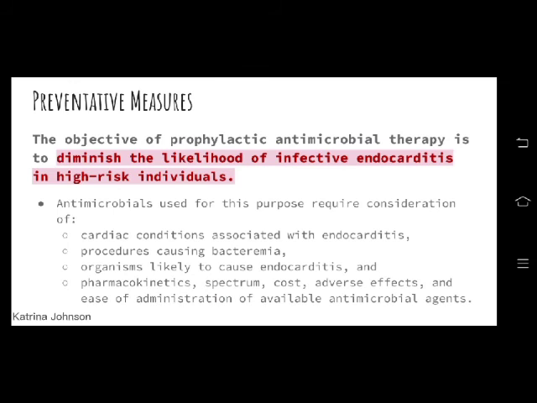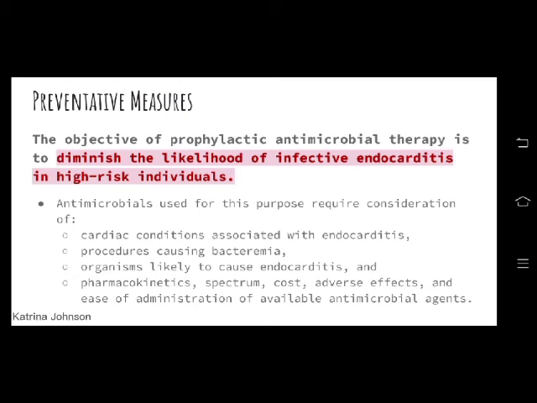Okay, last section. So we have preventative measures. For preventative measures for infective endocarditis, it really is mainly just prophylactic antimicrobial therapy. The objective of prophylactic antimicrobial therapy is to diminish the likelihood of infective endocarditis in high-risk individuals.